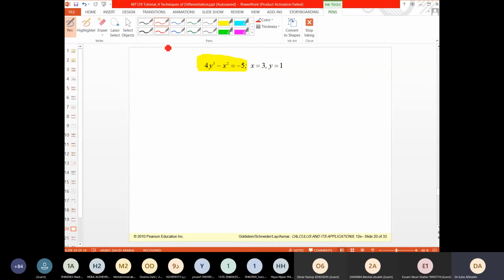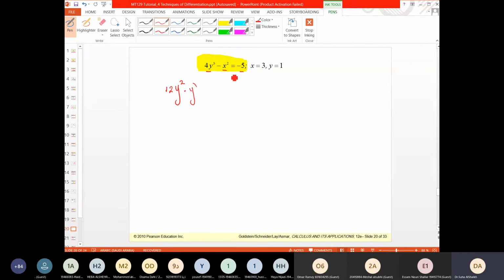So to find the derivative of such a function, we differentiate each term that we have, considering that y is a function of x. So what's the derivative of 4y3? It is actually 12y square. What's the derivative of 4y3? It's 12y square. But we multiply it with y dash. Why? Because y is a function of x and the derivative is with respect to x. I differentiate with respect to x, so I multiply with y dash.